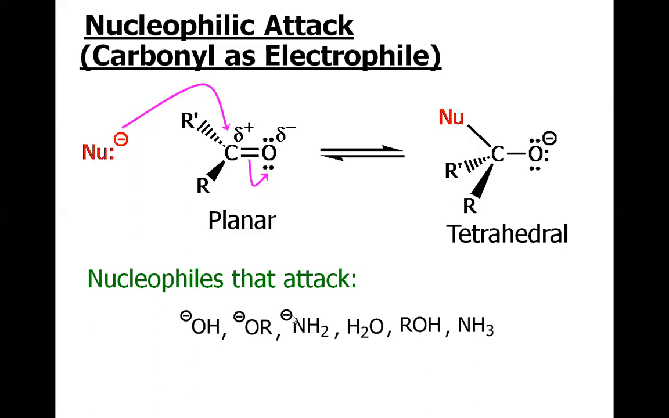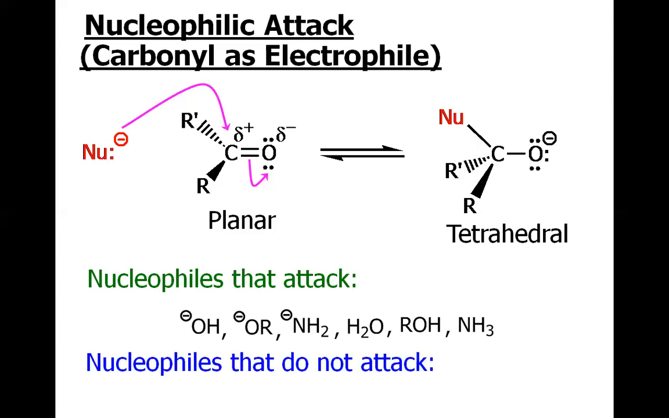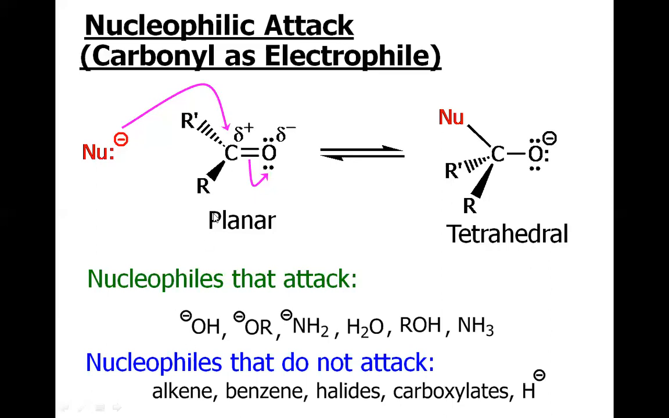So why are we discussing the nucleophiles that attack? In fact, we also want to discuss the nucleophiles that do not attack the carbonyl carbon. And which are these nucleophiles? These are the nucleophiles which do not prefer to attack the carbonyl carbon: the alkene, although alkene is very much nucleophilic, it is not compatible with the carbonyl carbon. The benzene is a poor nucleophile, as everybody knows. The halides do not prefer to attack the carbonyl carbon, nor do the carboxylates and the hydride.